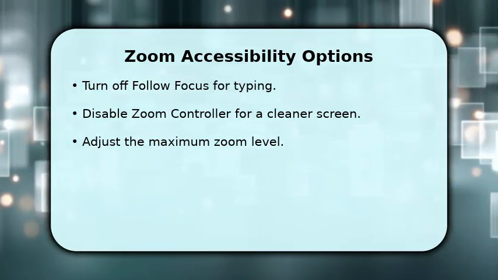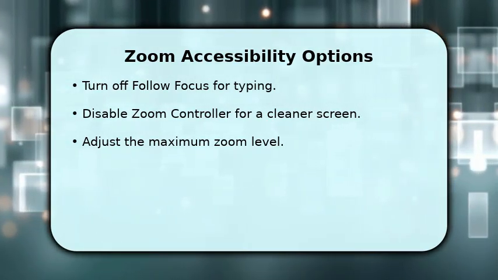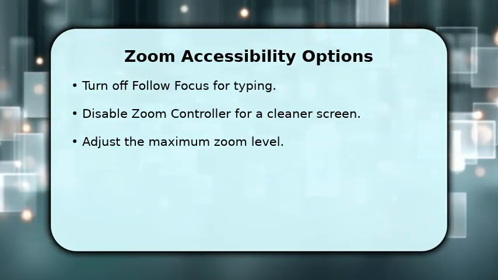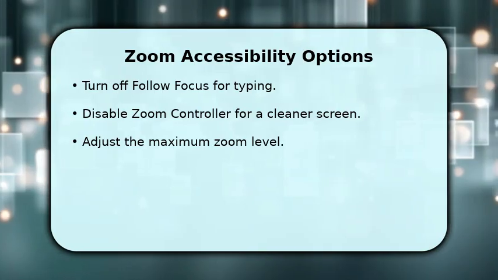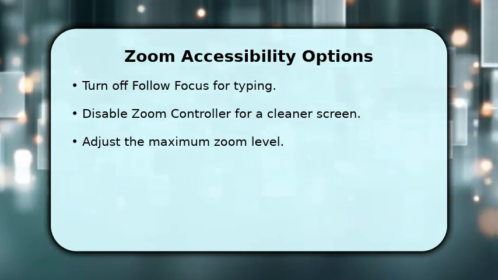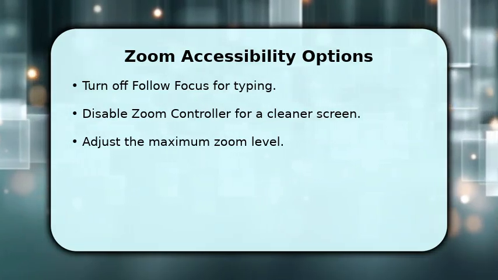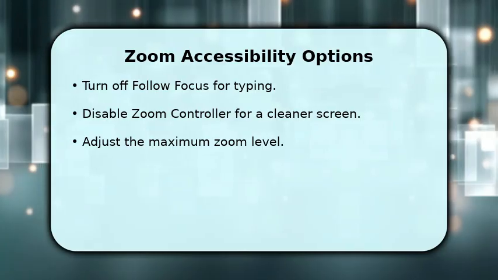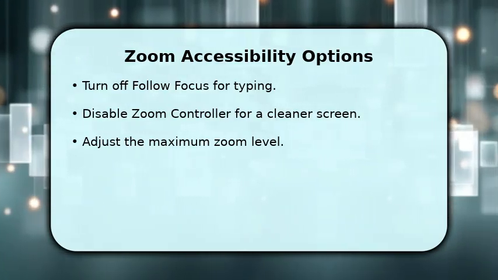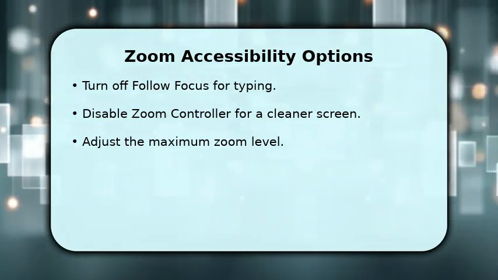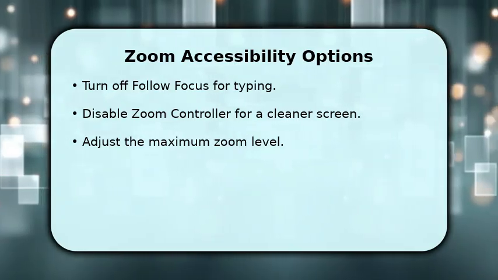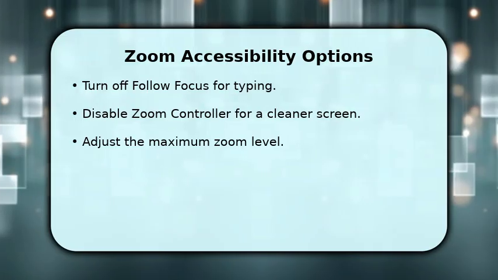Within the Zoom settings, you will find options like Follow Focus. Turning this off prevents the screen from automatically zooming in on text fields when you are typing. You can also disable the Zoom controller, which is that small, movable joystick on your screen, for a less cluttered view. Additionally, you can set the maximum zoom level to limit how much your screen magnifies.